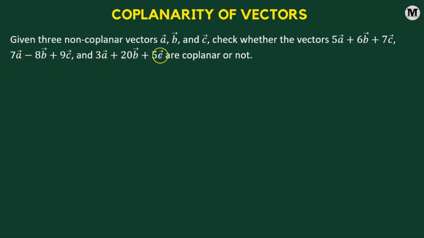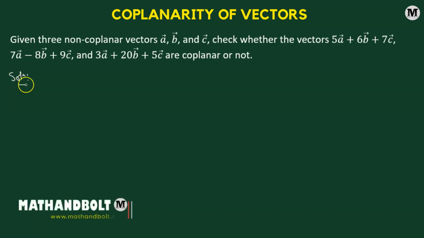Given three non-coplanar vectors A, B and C, we need to check whether the following three vectors are coplanar or not. Okay, let us begin. So here, let's do one thing. Let's name the three vectors. We're going to name the first vector as A vector.